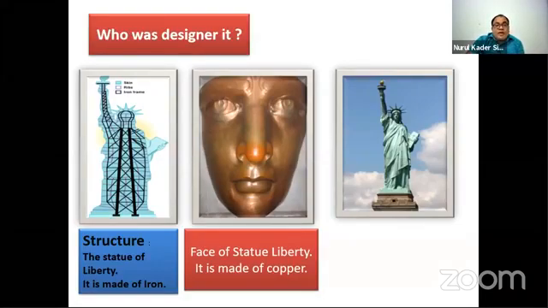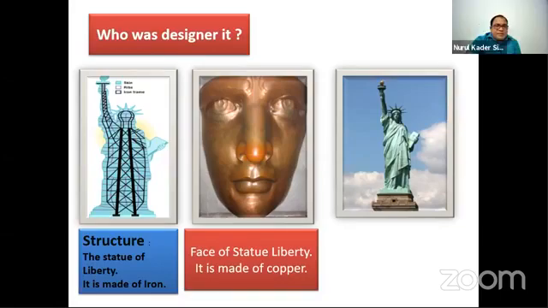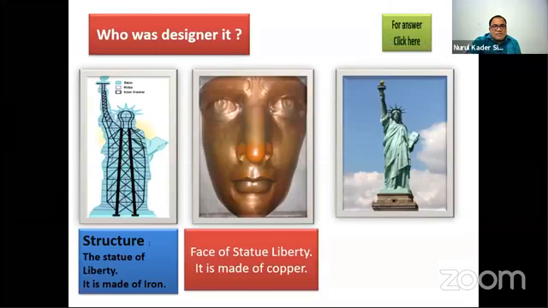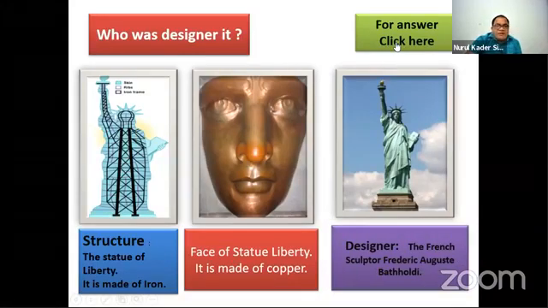Who designed it? Can anyone say? The Statue of Liberty, who designed it? Frederick August Bartholdi. Okay. Thank you very much. Who was the designer? The designer was the French sculptor Frederick August Bartholdi.